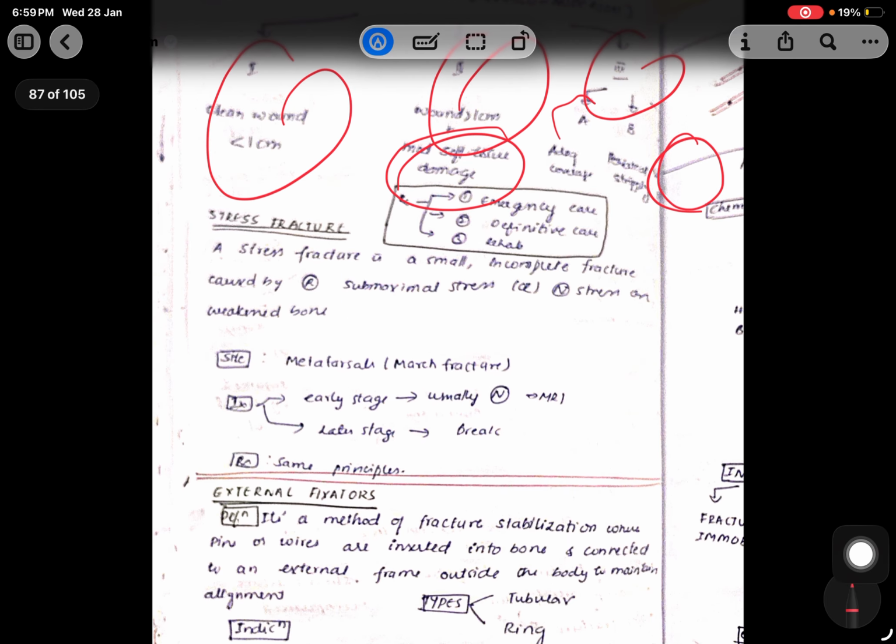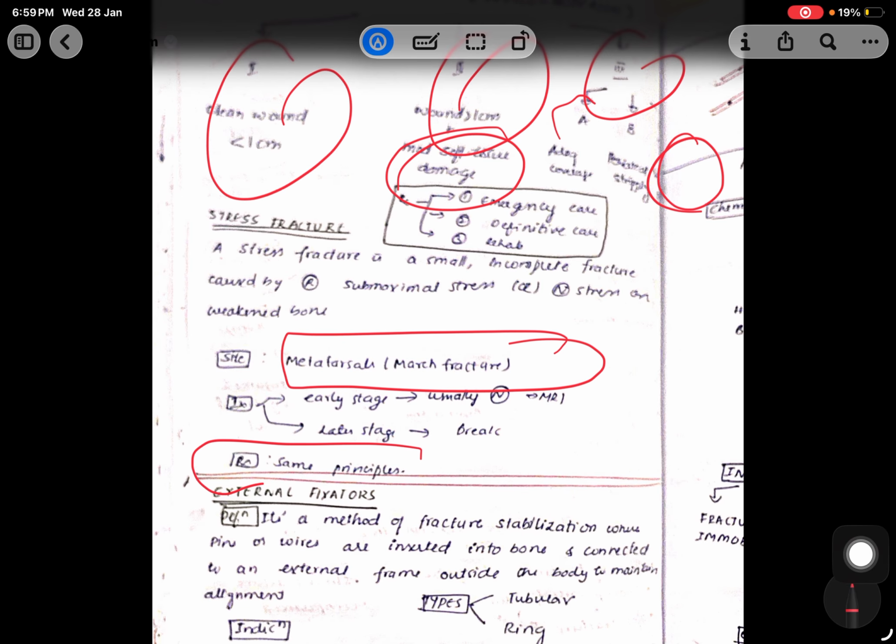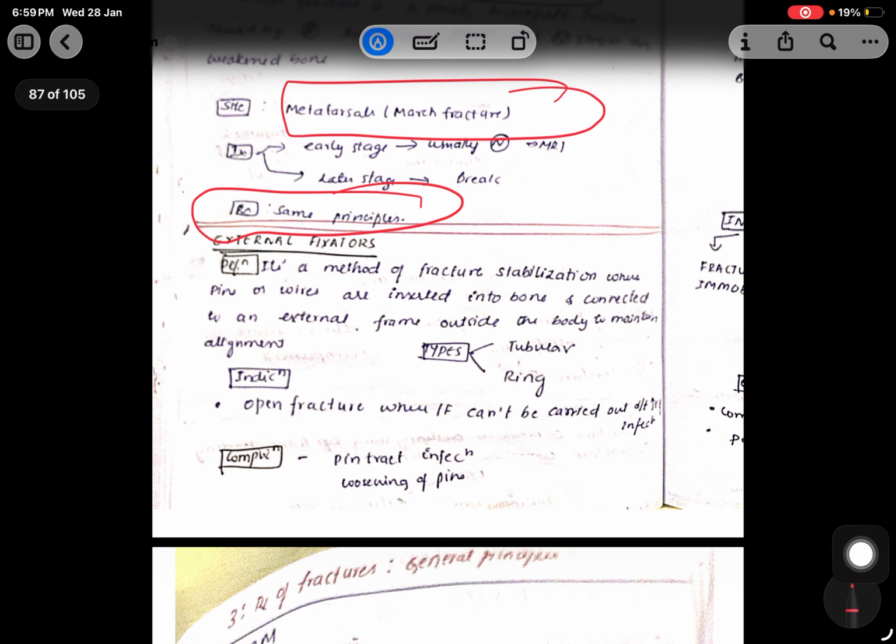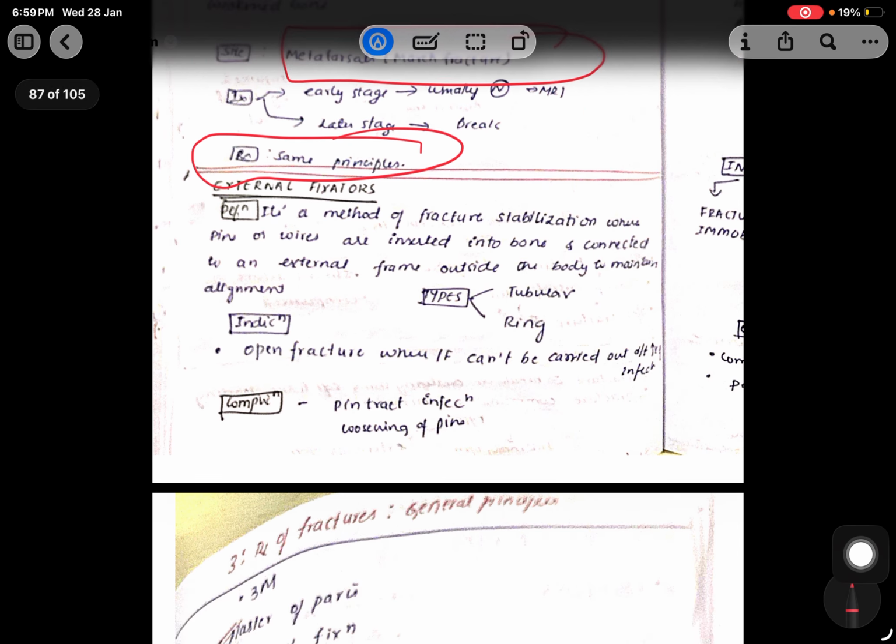Then again, what is stress fracture? Because of the metatarsal, just remember about the March fracture. Then treatment is the same principle. Okay. External fixators, again the same thing. What I have to remember?